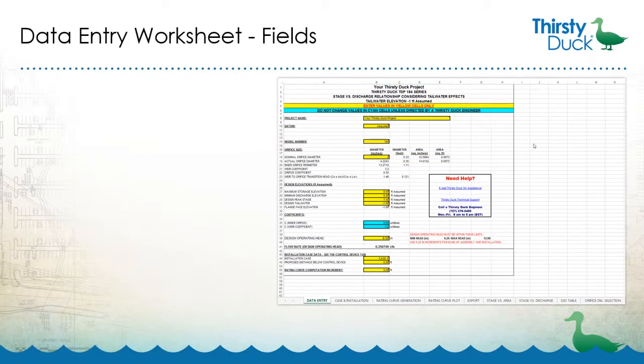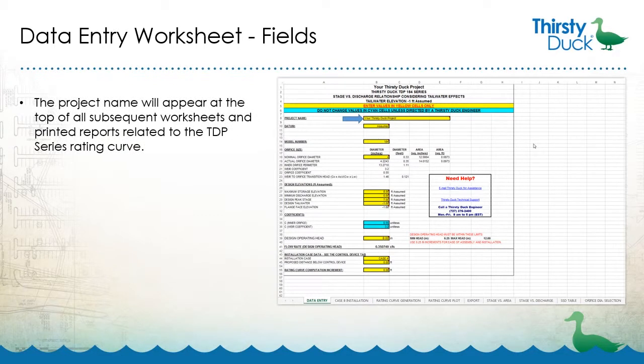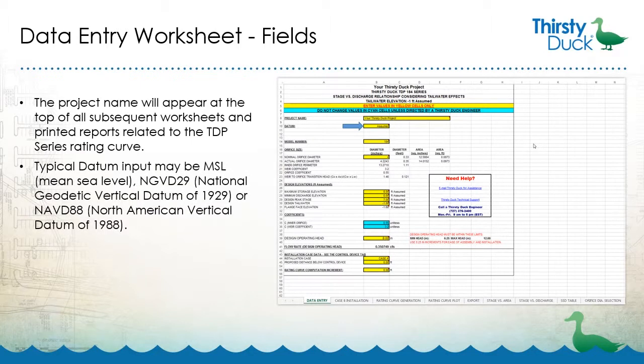Let's review the basic input in the data entry worksheet. The first cell is for the project name. The project name will appear at the top of all subsequent worksheets and printed reports related to the TDP series rating curve. The second cell is the vertical datum, to which all subsequent elevation data is referenced. Typical input may be MSL, mean sea level, NGVD 29, National Geodetic Vertical Datum of 1929, or NAVD 88, North American Vertical Datum of 1988.